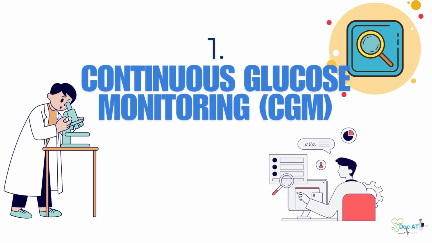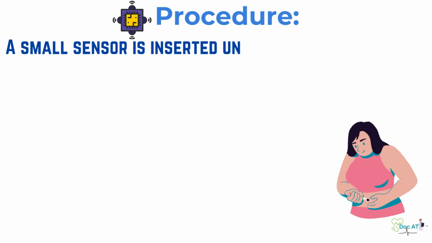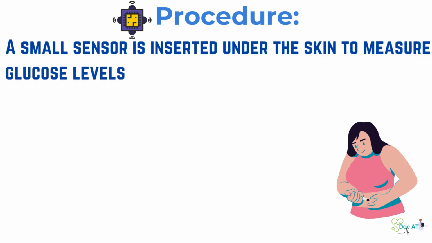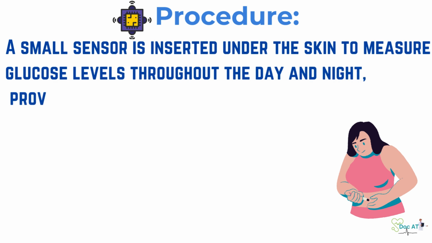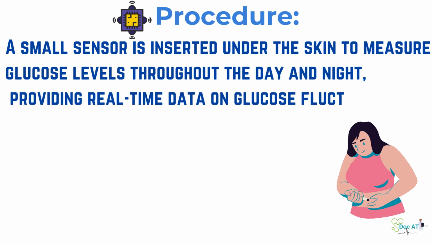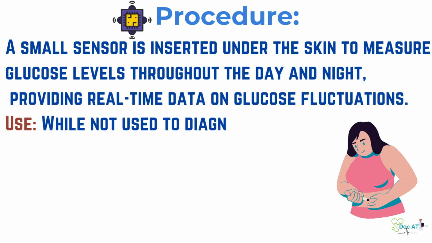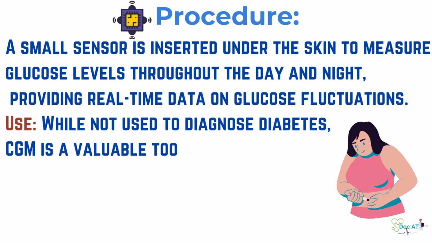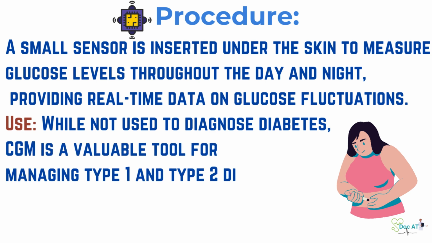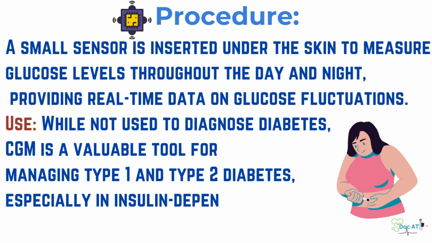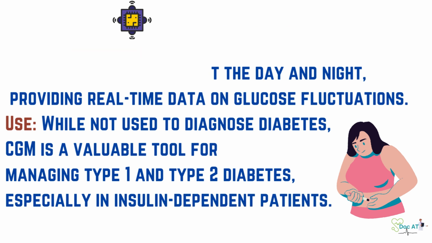1. Continuous glucose monitoring, CGM. Procedure: a small sensor is inserted under the skin to measure glucose levels throughout the day and night, providing real-time data on glucose fluctuations. Use: while not used to diagnose diabetes, CGM is a valuable tool for managing type 1 and type 2 diabetes, especially in insulin-dependent patients.